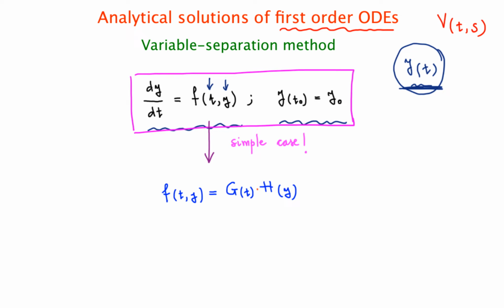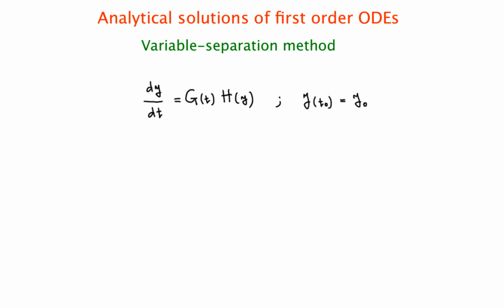How can we do that? Let's consider the equation in this case. This is the equation we have again, where the time and y dependence of this f function are separated. Besides that, we have the initial condition that the y function satisfies. This method is called the variable separation method, that can be used whenever you have such dependence, whenever the time and y dependence are separated.